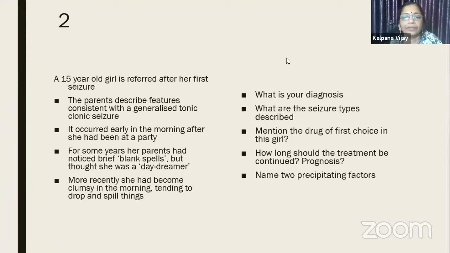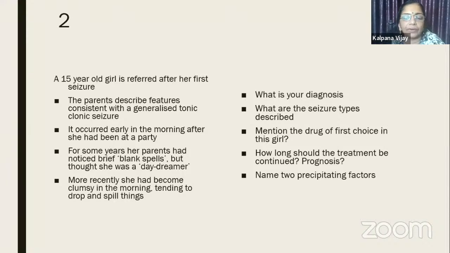So many of them have written it as juvenile myoclonic epilepsy. So what are the seizure types which are described? First one is generalized tonic-clonic seizures. Then what are the other seizure types? One is myoclonus, and the third one is atypical absence. So generalized tonic-clonic seizures, then atypical absences and myoclonic seizures. So these are the 3 types. Now mention the drug of choice in this girl.